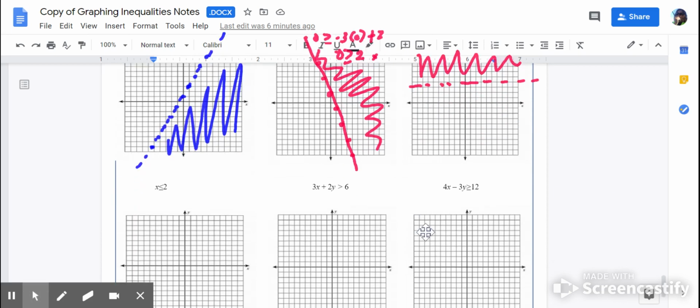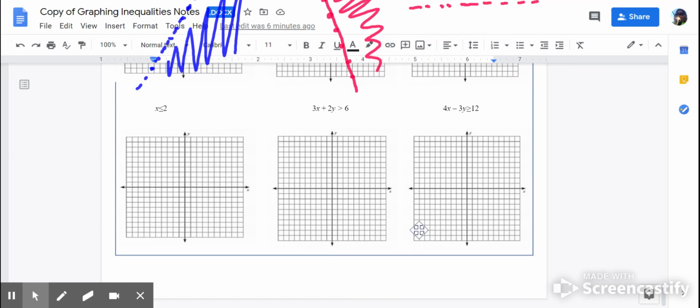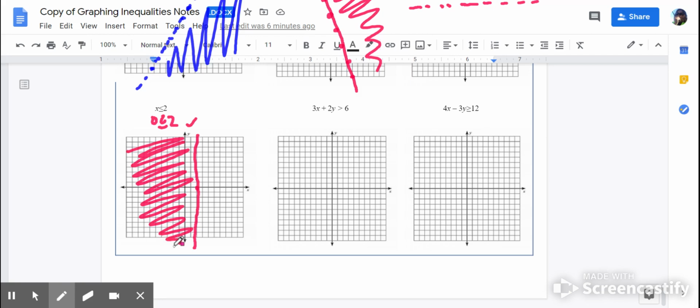For the next equation, we have x is less than or equal to 2. So I come out to x equals 2. Because it is less than or equal to, it's going to be a solid line. And this is a vertical line. Then we ask ourselves, is it true that 0 is less than or equal to 2? Yes, it is. So we shade the side with 0.